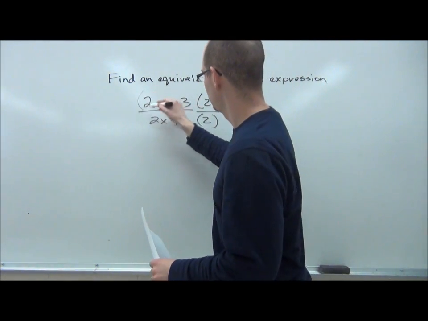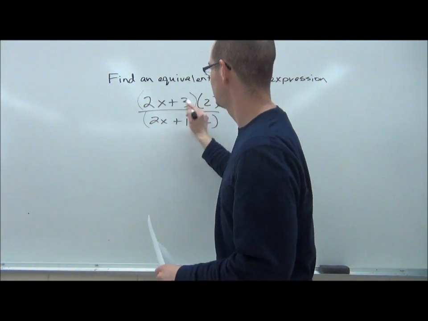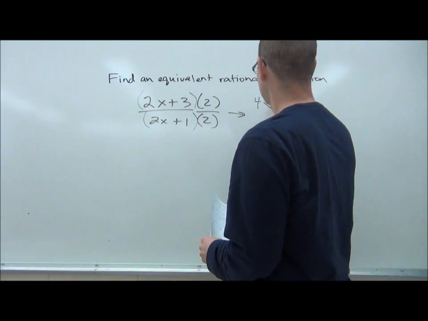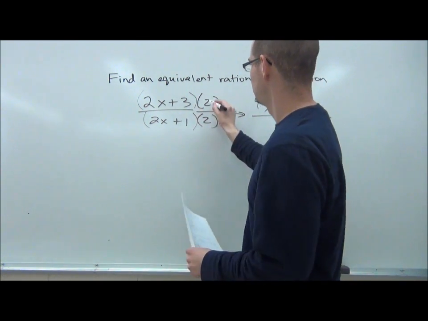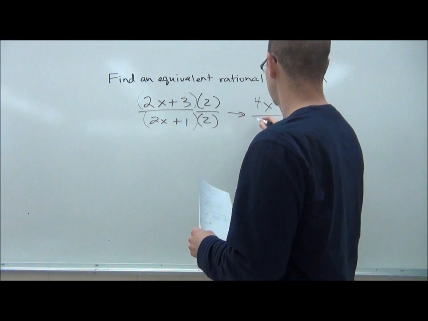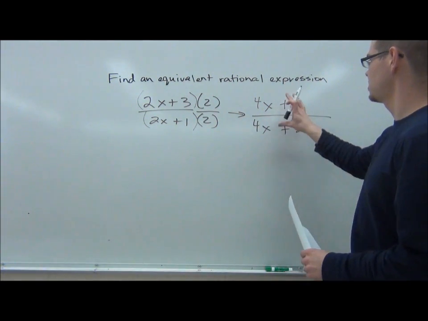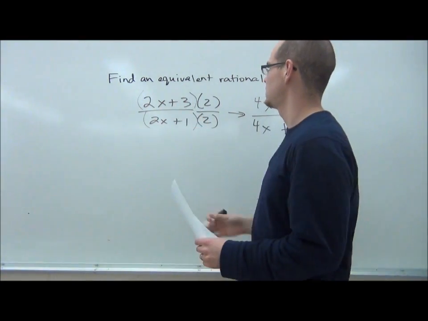So you want to put brackets around this. The 2 is applied to each term. So 2 times 2x gives me 4x. 2 times 3 gives me 6. On the bottom, 2 times 2x gives me 4x. And 2 times 1 gives me 2. So this expression here is actually equivalent to this.